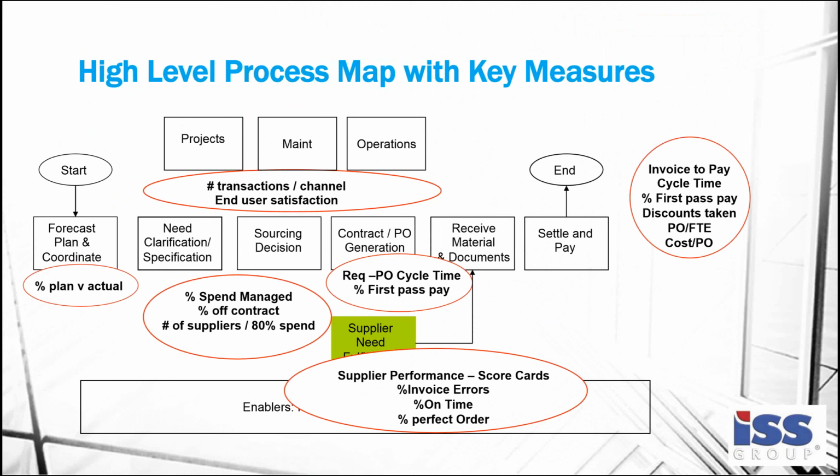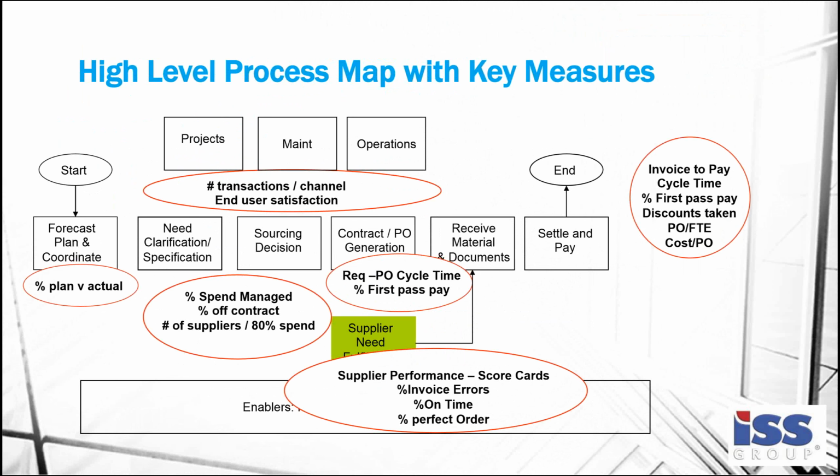Let's go to the back end. You see percent planned versus actual. Basically, how accurate is the forecast? The forecast sets up the resources in the rest of the process. So many people don't even track plan versus actual. Many people don't even have a forecast. So if you don't have a forecast, how do you organize the rest of the process?